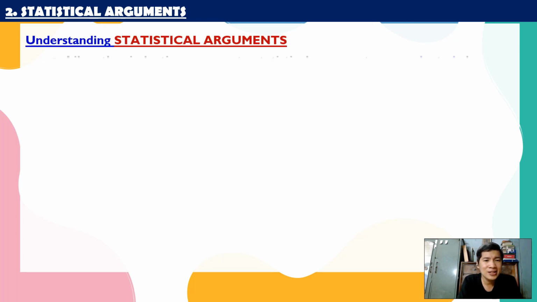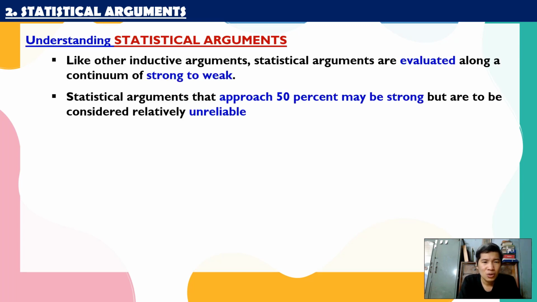So, understanding statistical arguments, we just talk about the idea whether it is strong or weak. We talk about the idea, how strong is it to be strong? And most people think about the idea of the word 50%. More than 50% means strong. Is it true?